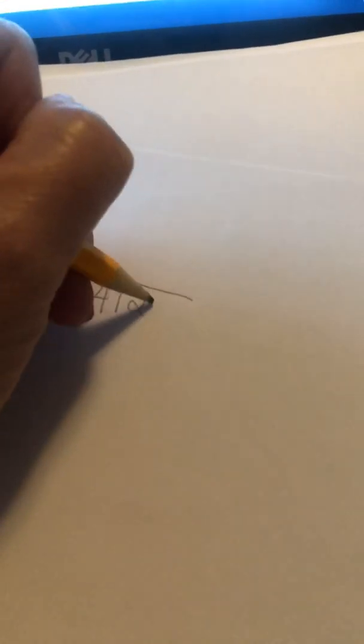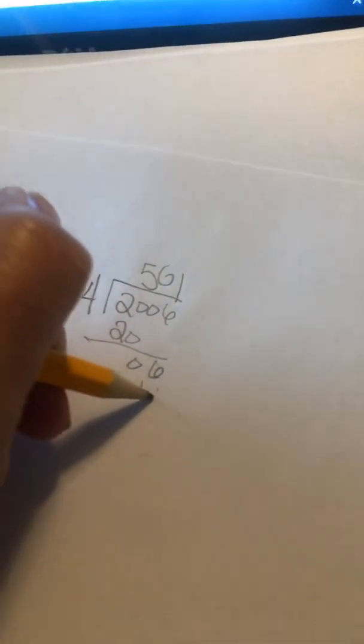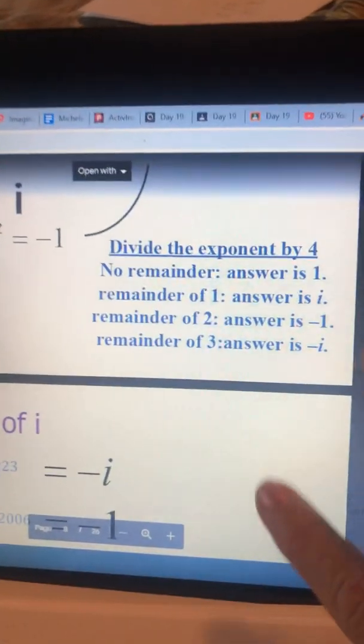I've already done the 23rd, but let's take a look at i to the 2006. So what I would do is just say, okay, 4 will divide into 2006: 5, that would be 20. Bring down your 0, 0. Bring down your 6. 4 will go into 6 one time. 1 times 4 is 4. So we have a remainder of 2. Because we have a remainder of 2, that means i to the 2006 power equals -1. Because, remember, if you have a remainder of 2, the answer is -1. Therefore, my answer would be -1.